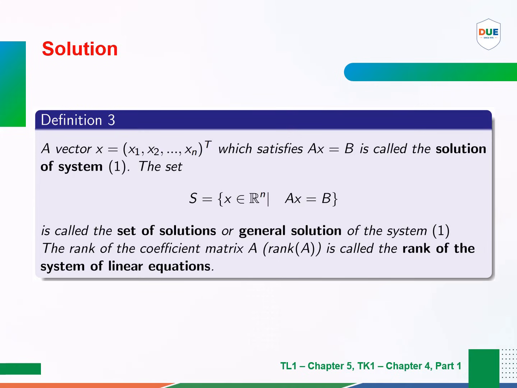Now that we know how to represent a system, we need to define what we mean by a solution. A vector X is a solution if, when substituted into the matrix equation, it satisfies AX equals B. In other words, its components must satisfy every equation in the original system at the same time. The collection of all vectors satisfying the system is called the solution set, or the general solution. A system may have one solution, infinitely many solutions, or no solution at all. We will distinguish these cases shortly.